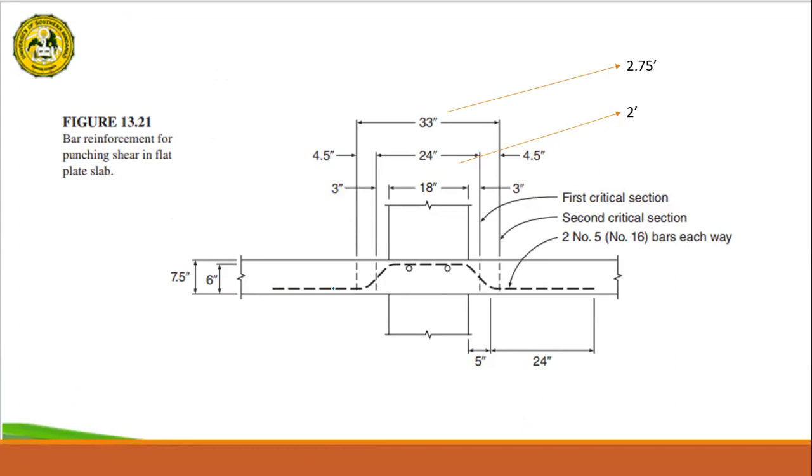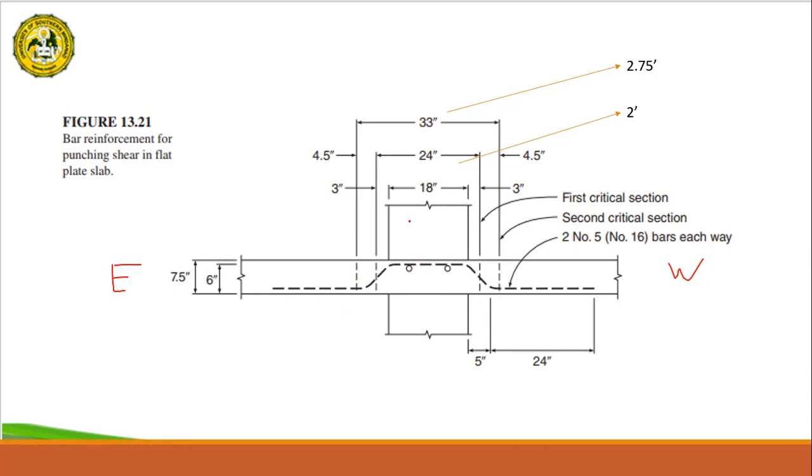So suppose this is our east-west. Let me change the color first. So this is our east-west direction. We are looking at the elevation view, so we are not in top view. So in the east-west direction, this is the arrangement of our reinforcement bars.